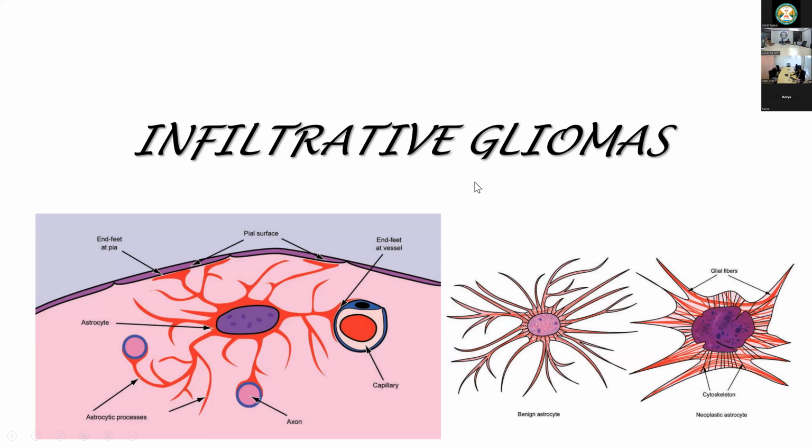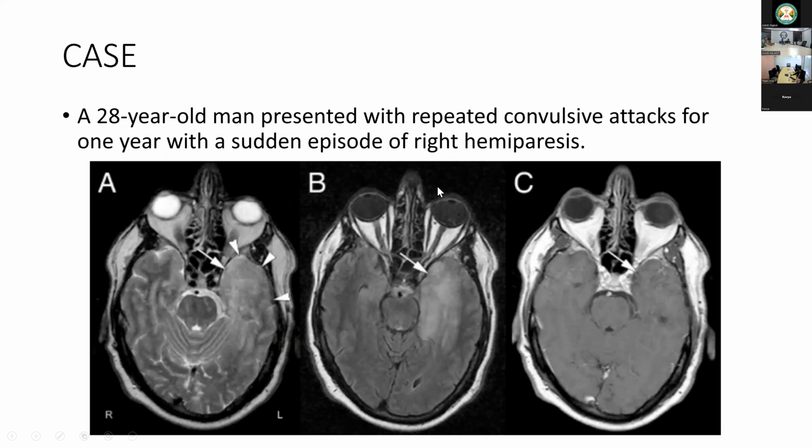Now I have discussed the brain tumors in a case-based approach, and these are not original cases. The pictures have been taken from textbooks, and these are virtual cases. So suppose a 28-year-old man presented with repeated convulsive attacks for 1 year with a sudden episode of right hemiparesis. And the T2 and gadolinium: this T2 is showing some hyperintensity with a smooth contour. The sulci and gyri are not that visible, and there is no enhancement, which means likely we are looking at a low-grade glioma.